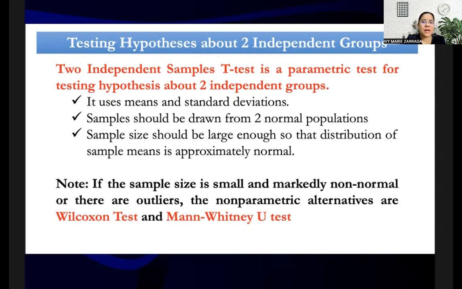Then the last assumption is that the sample size should be large enough so that the distribution of sample means is approximately normal. So as sample size increases, the more the distribution becomes normal. So if the sample size is small and markedly non-normal, then we have to use the non-parametric alternatives, which are the Wilcoxon test and Mann-Whitney test. And I will make a separate video on how to perform these two non-parametric alternatives. So this is the counterpart of the T-test for two independent groups in case the distribution is not normal.